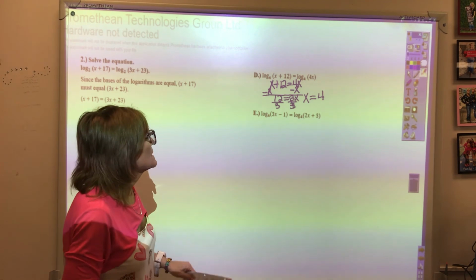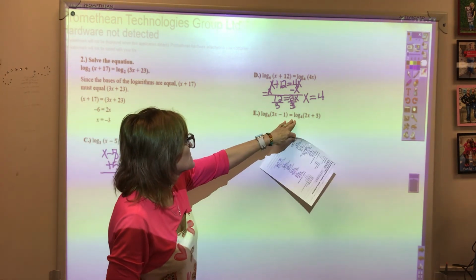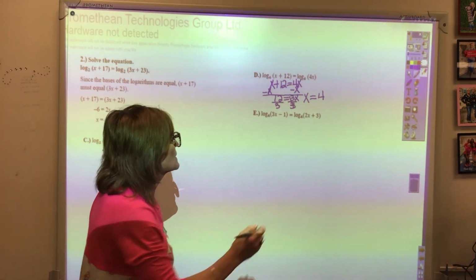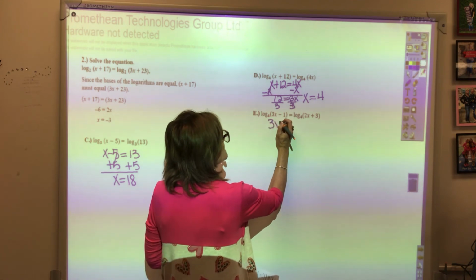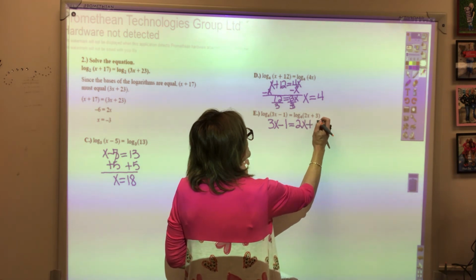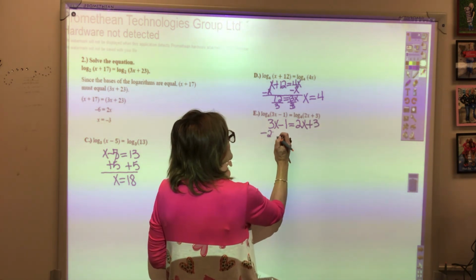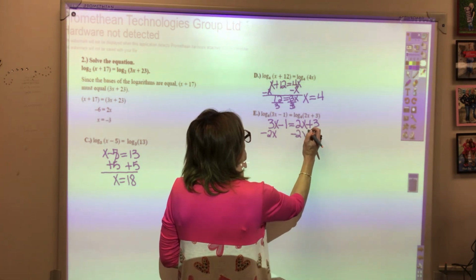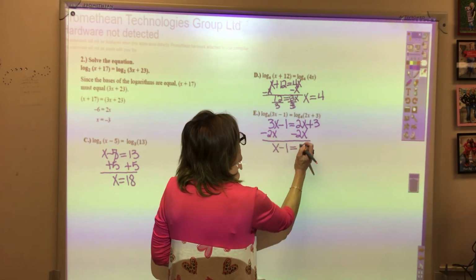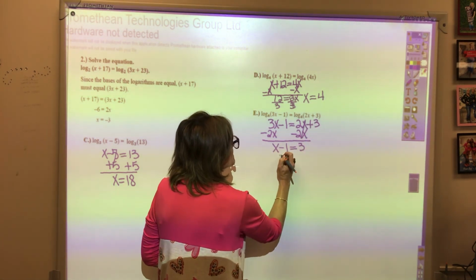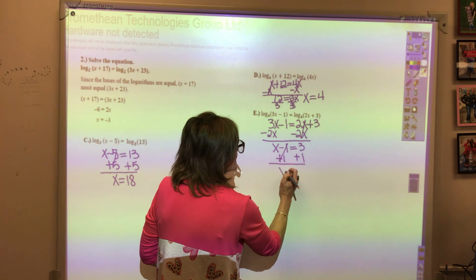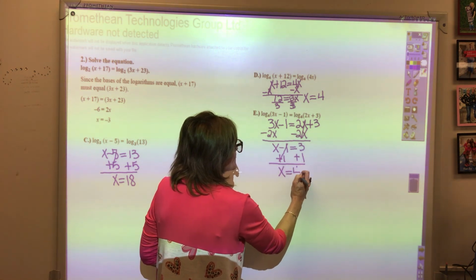Okay, and our last one. Again, both of them are log base 4s. So set the two parts equal. The 3x minus 1 equals 2x plus 3. Subtract the 2x from both sides. That will leave us with x minus 1 equals 3. Add 1 to both sides. And we see that we have x is equal to 4.